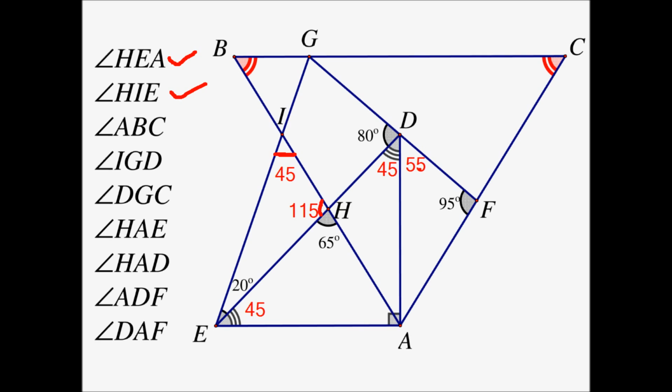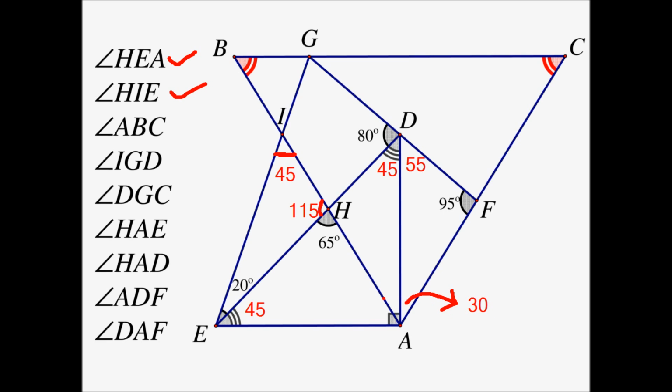Always a good idea to check. 55 plus 45 is 100. 100 plus 80 is 180. So these three angles add up to 180. This is 55. This is 95. If you subtract these two from 180, you're going to get this angle. 95 plus 55 is 150. And from 180, if you subtract 150, you're going to get 30. So this is 30.